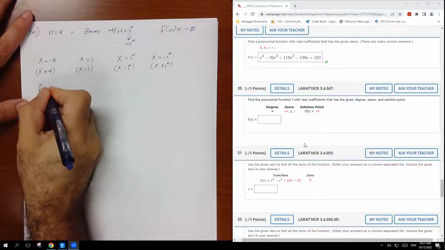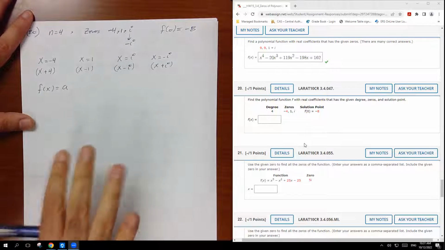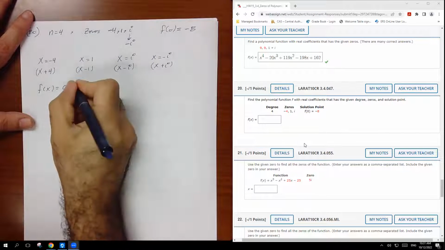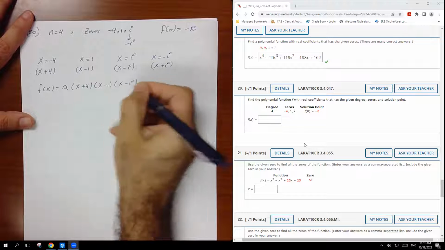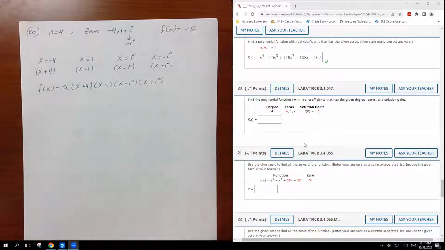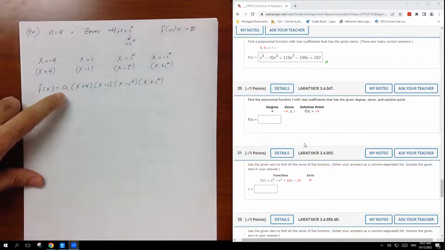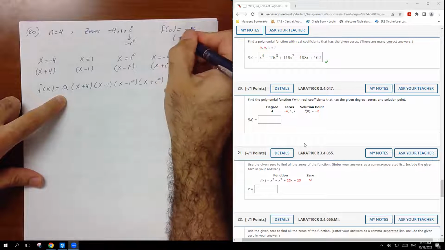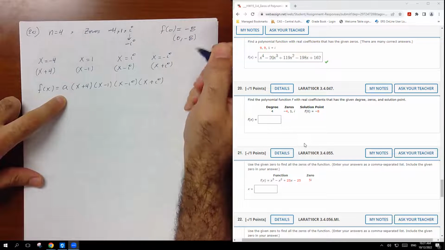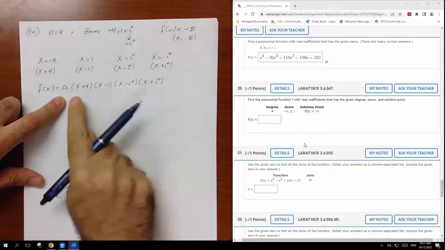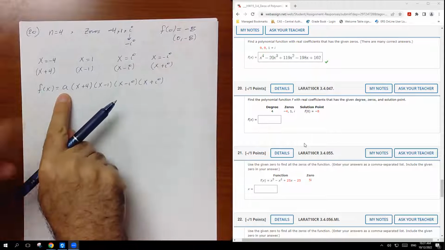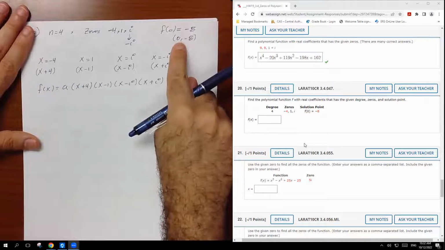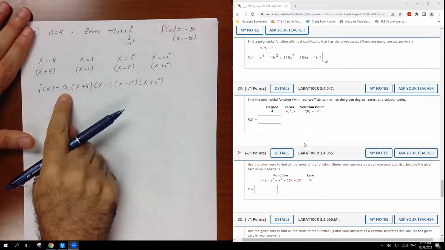So f of x is going to be a times (x plus 4)(x minus 1)(x minus i)(x plus i). Here we have only one polynomial function. I'm going to tell you why. Because we can find the value of a. They're telling you f of 0 equals negative 8. That means this is the y-intercept. If you have the y-intercept, you plug in 0 for each x and set f of 0 equal to negative 8 to find the value of a.